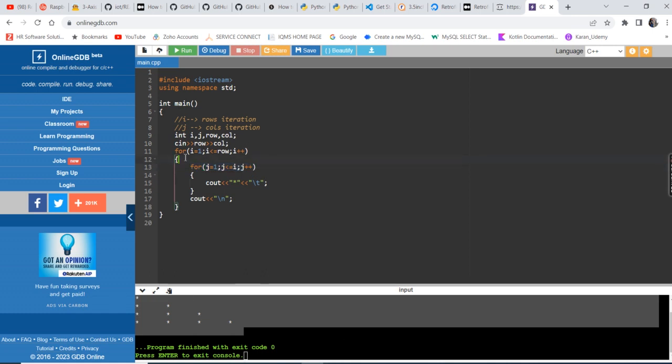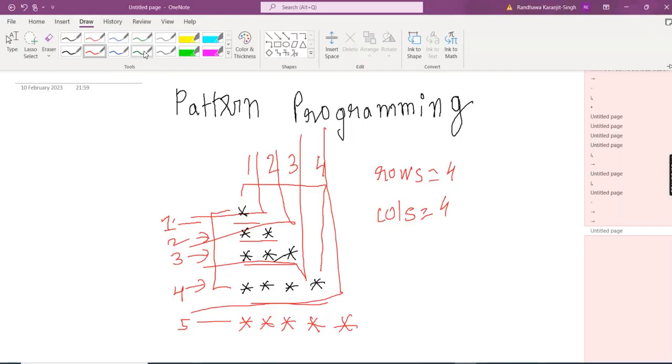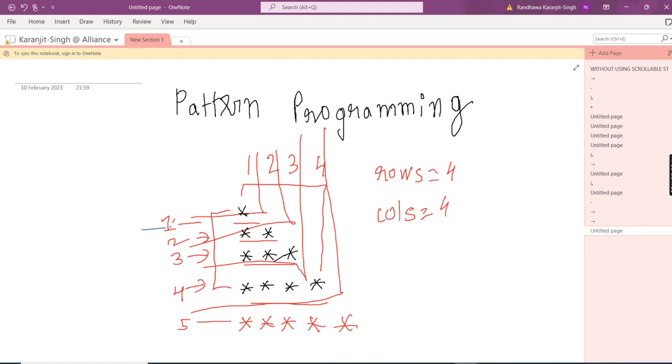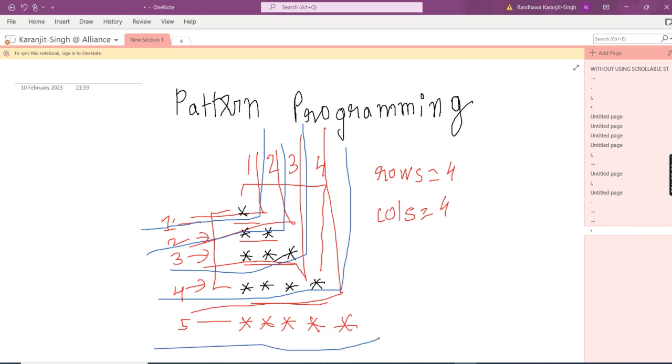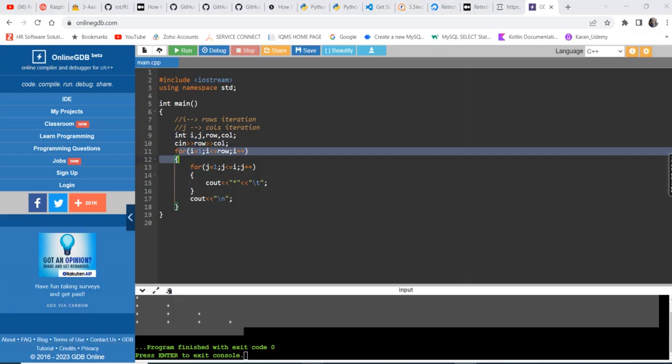Again, I am explaining. First row, let me take a different pen. First row, first column, second row, second column, third row, third column, fourth row, fourth column. Similarly, if it were fifth row, fifth column, sixth row, sixth column. Like this, it would have been increasing. Okay. So the required pattern is printed.